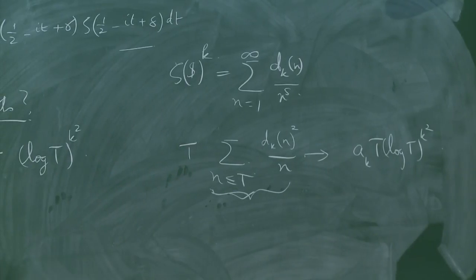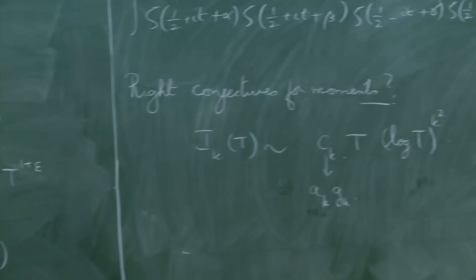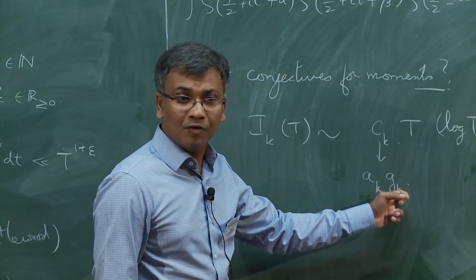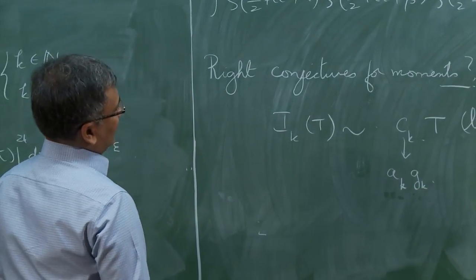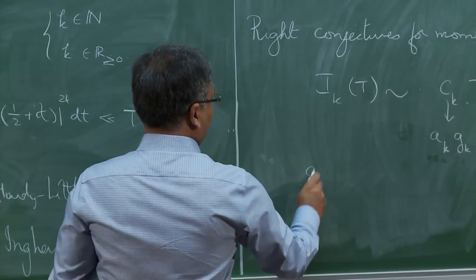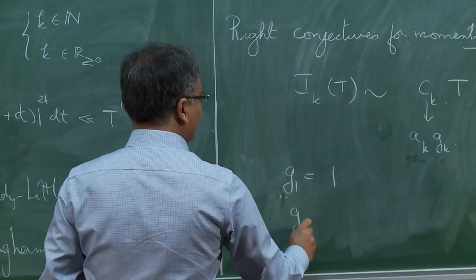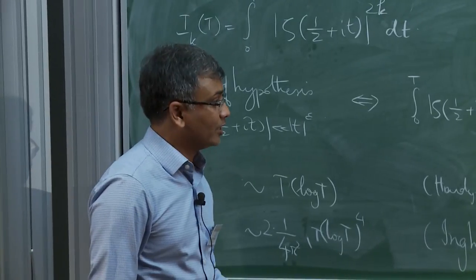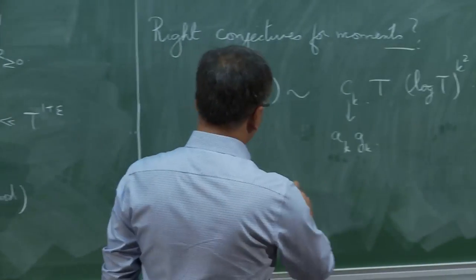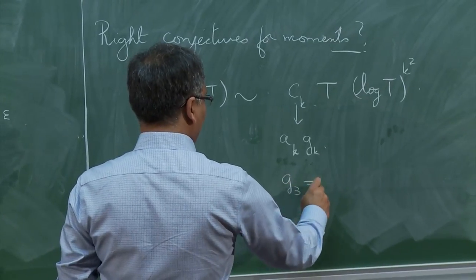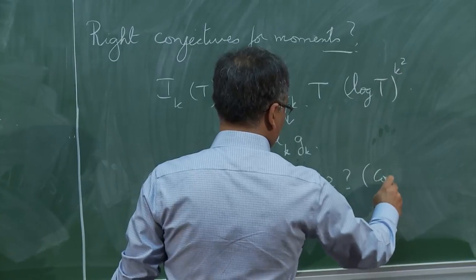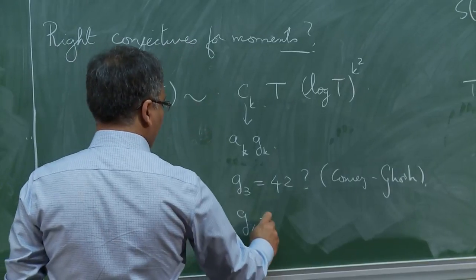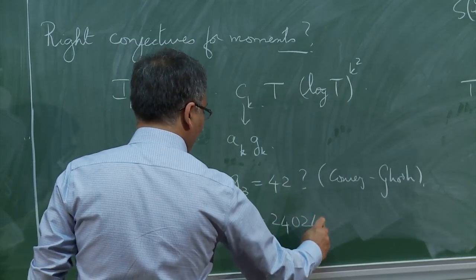So this is the natural order on which the moments of the zeta function should behave. And then this GK is measuring some kind of deviation from what you would expect very naively. And in this notation, the Hardy, Littlewood, and Ingham results say that G1 is 1 and G2 is 2. And then the other values of GK were not obvious for a long time. And then in the 90s, Conrey and Ghosh conjectured that G3 is 42. And Conrey and Gonek conjectured that G4 is 24,024.